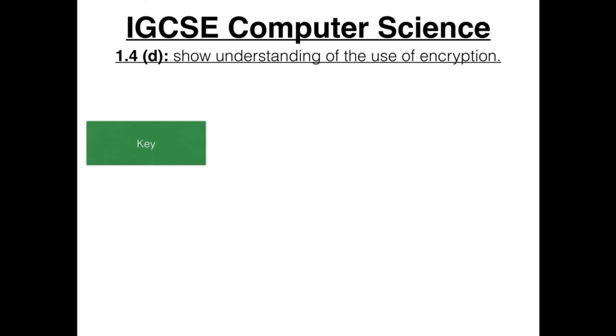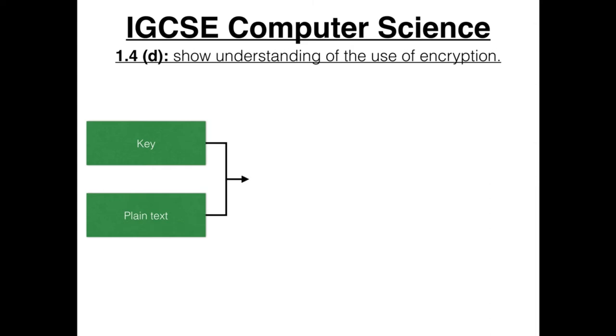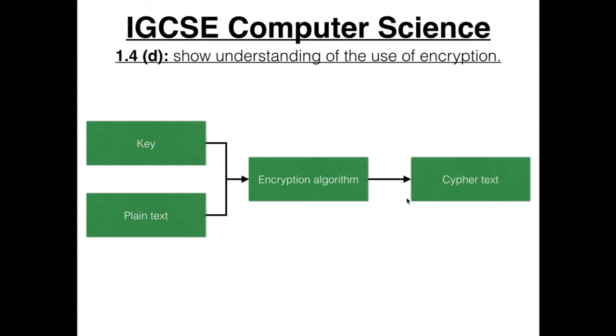So here's how an encryption algorithm works. You have a key and you have plain text. You put the plain text and the key into the encryption algorithm, and then you get ciphertext, which is the encrypted text, which needs to be decrypted in order for the data to be understood by the person, or the hacker, or whoever's getting it. So that's pretty much how it works.